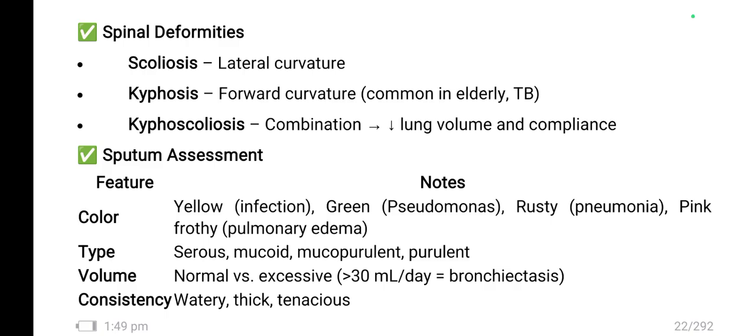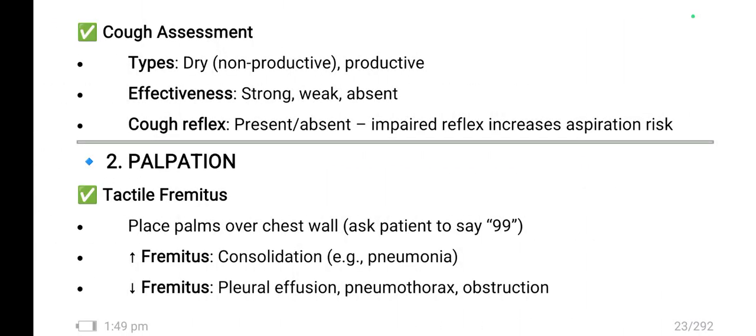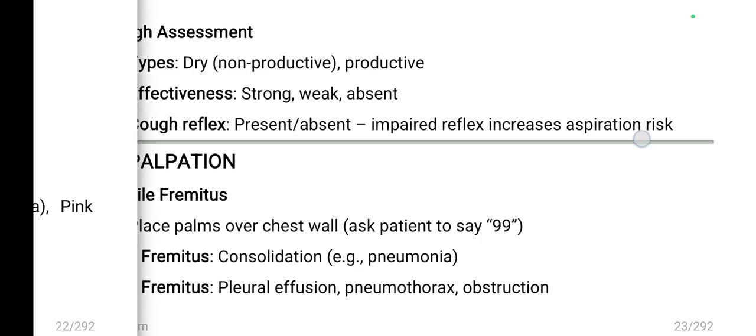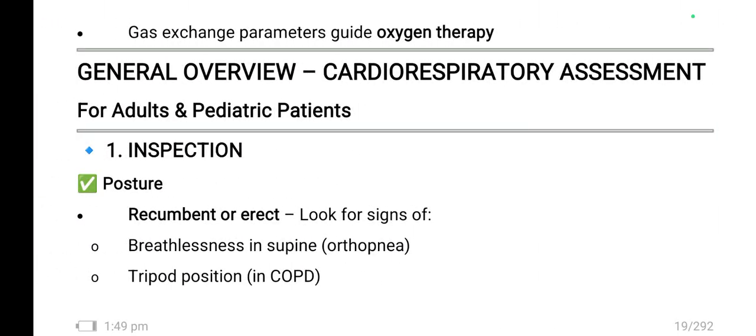Consistency: watery, thickened, tenacious. Cough assessment: what type of cough it is, productive or non-productive. Effectiveness: strong, weak or absent. Cough reflex, present or absent; an impaired reflex means increased aspiration risk. These are the terms which we have discussed in the inspection.